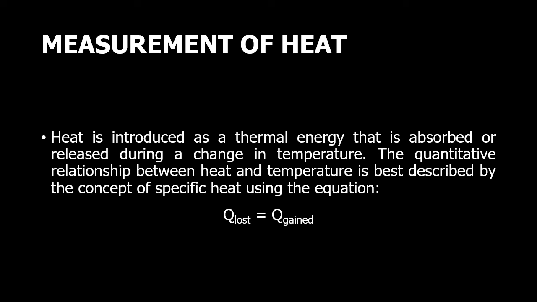Q lost is equal to Q gained. This is a simple, intuitive way to set up a conservation of energy equation, and that is to write that the heat lost by one part of the system, your Q lost, is equal to the heat gained by the other part. This equation is particularly useful in calorimetry and other thermal equilibrium problems. Usually we use this equivalence in calorimetry problems.